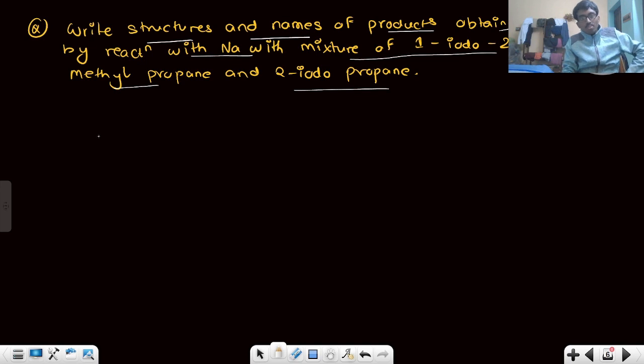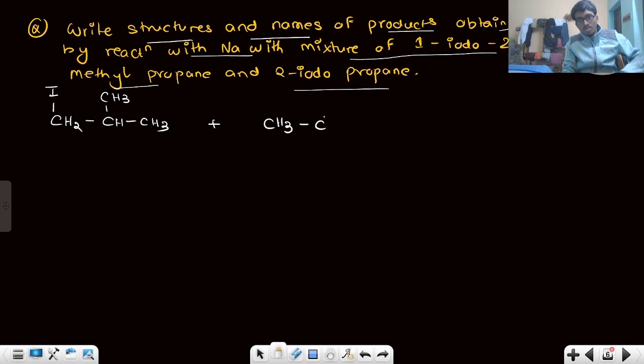Okay, 1-iodo-2-methylpropane. So it's a 1-iodo. So let us write CH2I. 1-iodo means this one. 2-methyl is also there. 1-iodo-2-methyl. So CH, and CH3. This is the first case. And the second one is 2-iodopropane. So CH3, CH, I, CH3. This is the thing that is being formed.